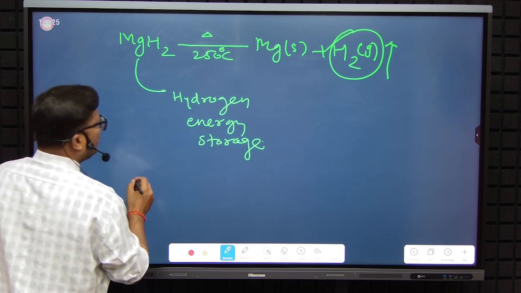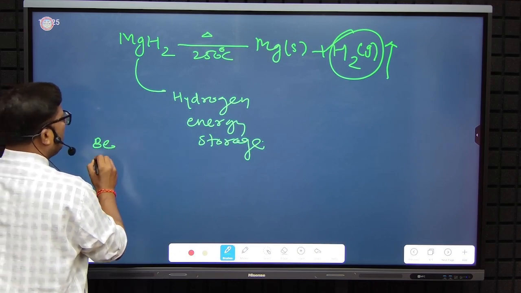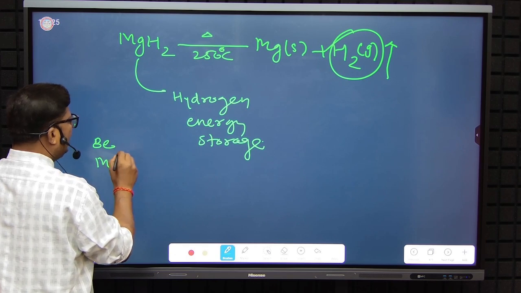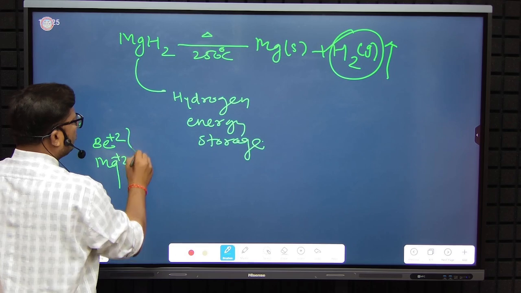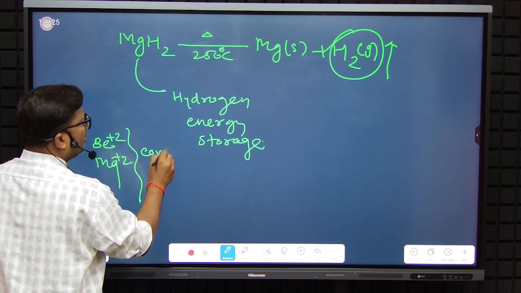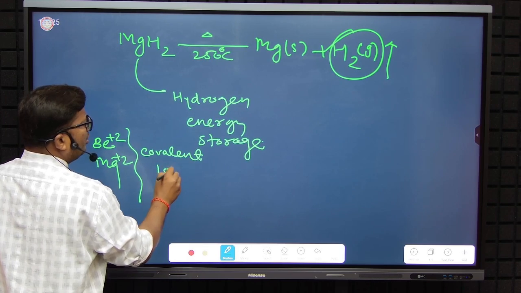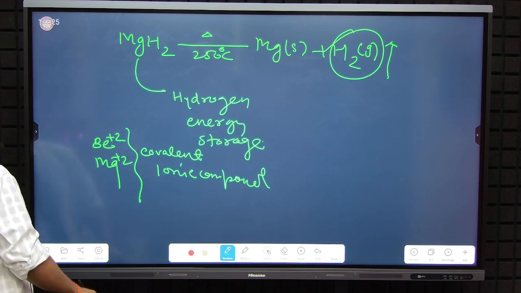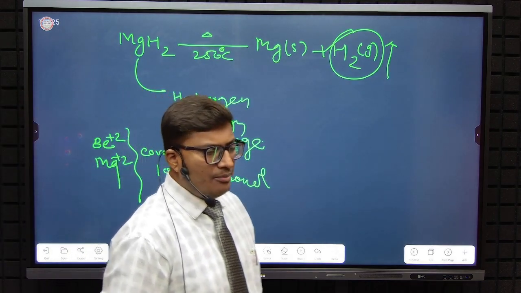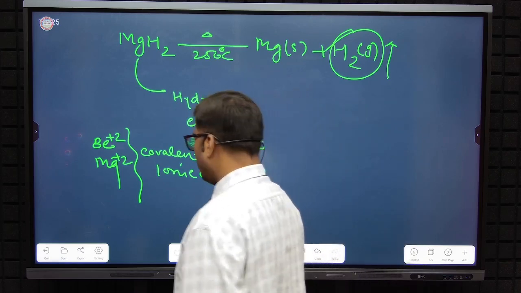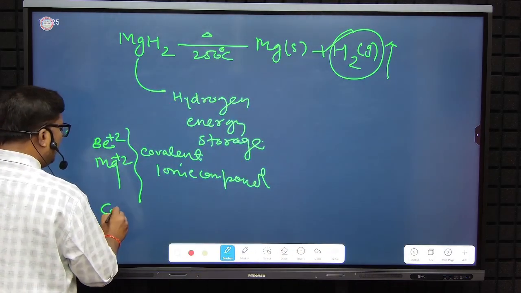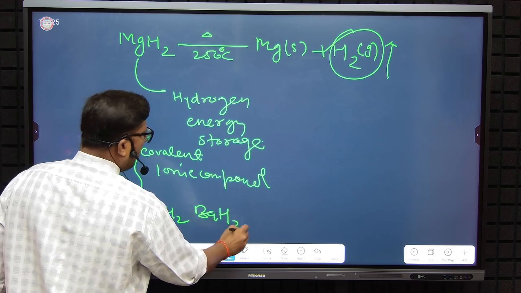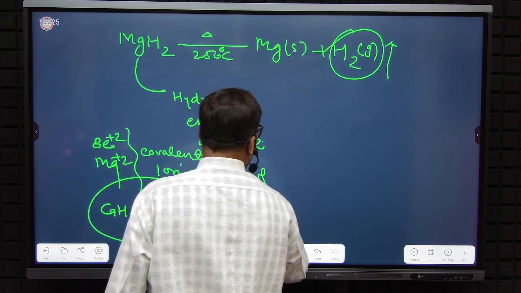because of the small size of beryllium and magnesium, right? And they are highly charged, so they form covalent compounds, but the rest of the other metal ions form ionic compounds like calcium, strontium, barium hydrides, CaH2, SrH2, BaH2. So all these species are ionic.